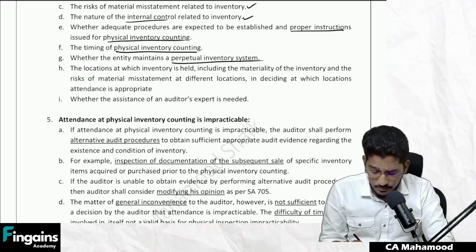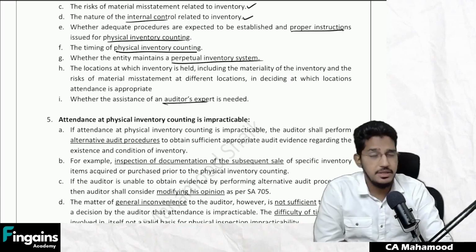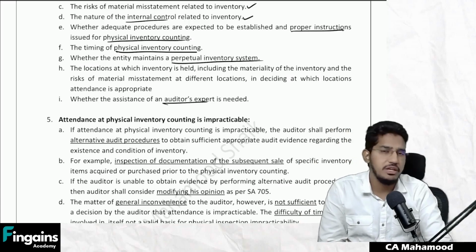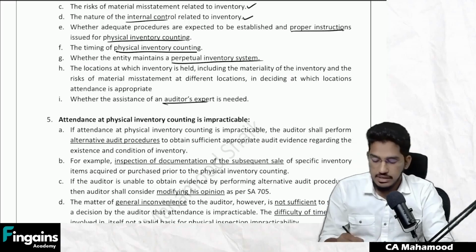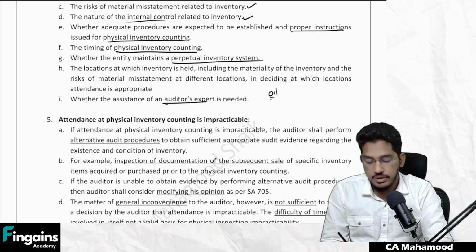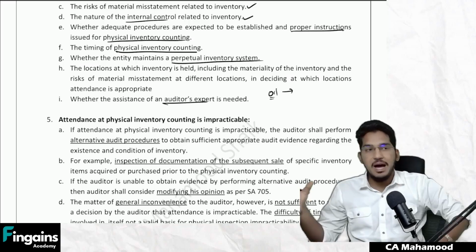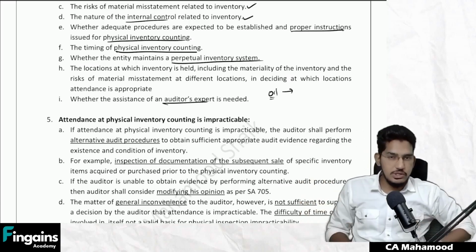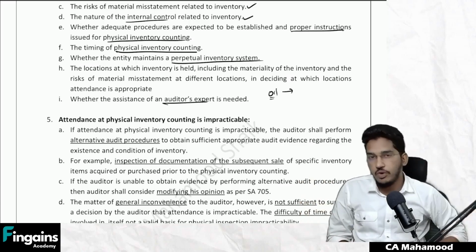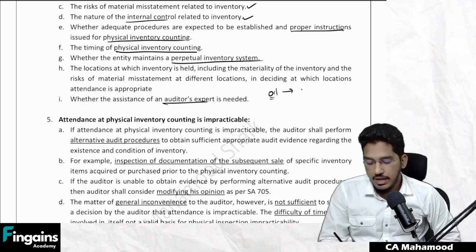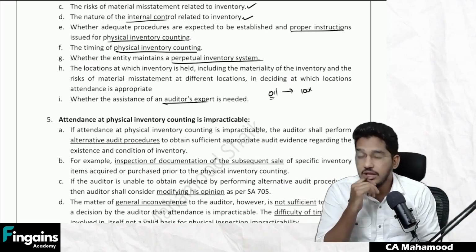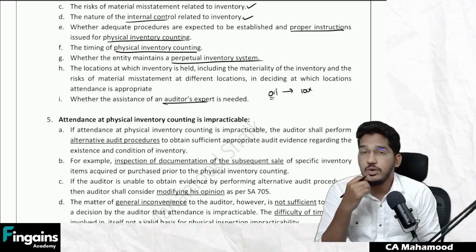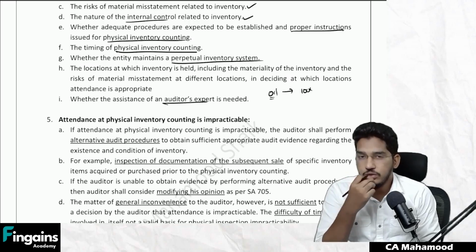Next, whether the assistance of an auditor's expert is needed. Sometimes you will not be able to verify inventory on your own. You might be required to take the help of an expert. For example, if you are conducting the audit of an oil company, the stock will be in liquid form. They will have huge barrels equal to the size of a building, with oil in them. They will say that in this barrel 100 liters of oil is there. How will you know whether 100 liters of oil is there or not?